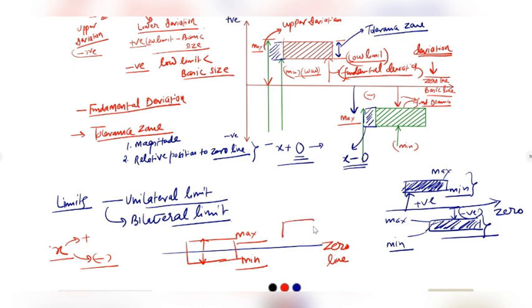So in the case of unilateral limit, the entire tolerance zone is on one side, whether on the positive side or on the negative side. Whereas in the case of bilateral limit, the maximum and the minimum limits are on either side of the basic or zero line. So these are the basic fundamental terms and definitions in limits, fits and tolerances that we need to remember.